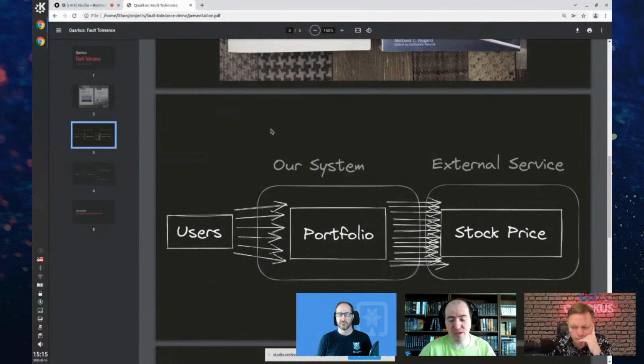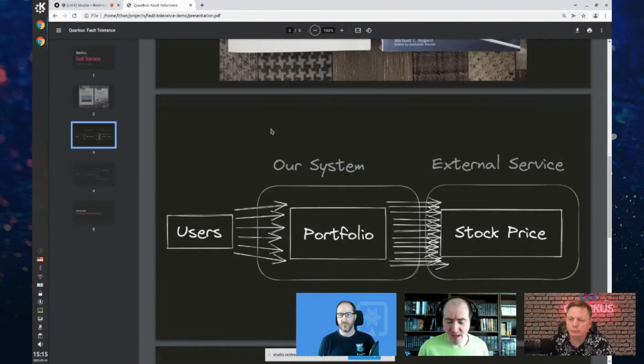And obviously, the main question here at this point is, how does portfolio handle various kinds of failures of the stock price service? That is what we will be focusing on.